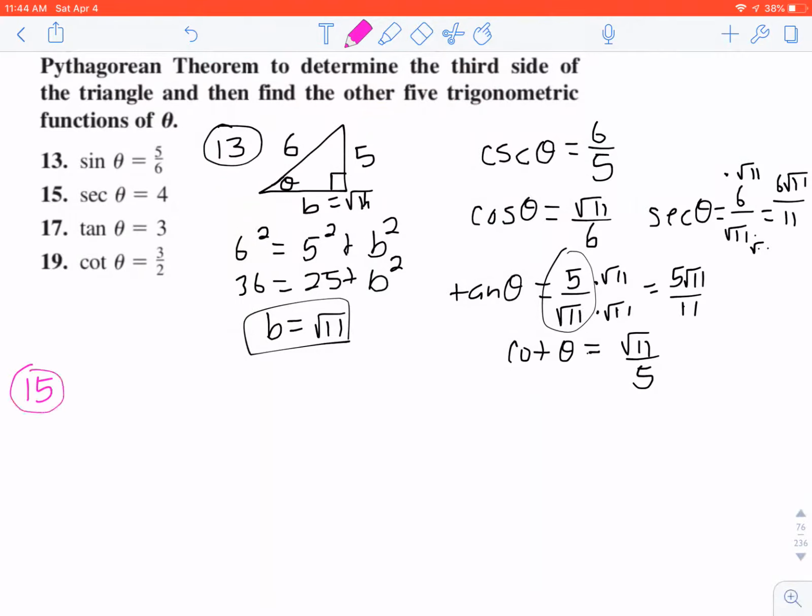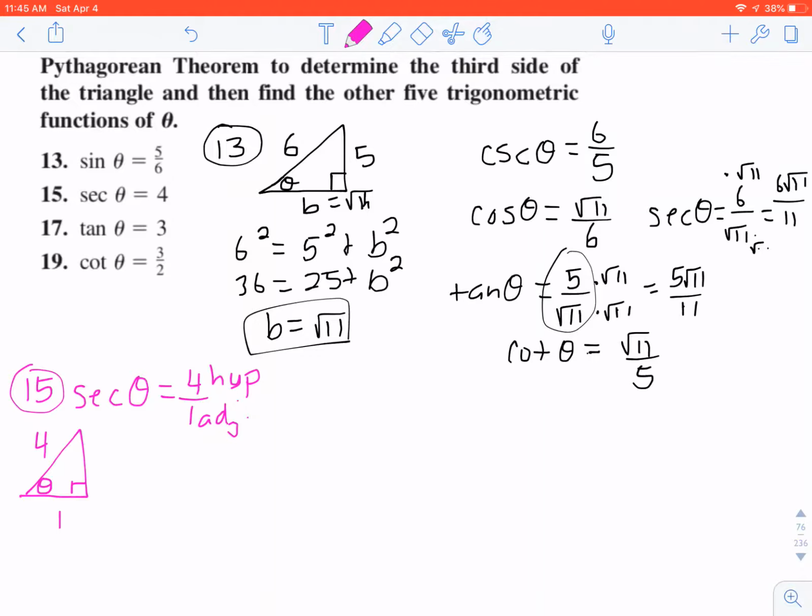Okay, we have secant theta is 4. So let me write that here. And I'm actually going to put 4 over 1, just so it's easier for you to write down the sides. Secant is the reciprocal of cosine, so this is really our hypotenuse. This is our adjacent. So let's sketch a triangle. Okay, our hypotenuse is 4, adjacent is 1. Make sure you have your right angle in there.